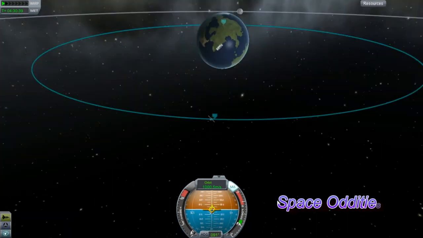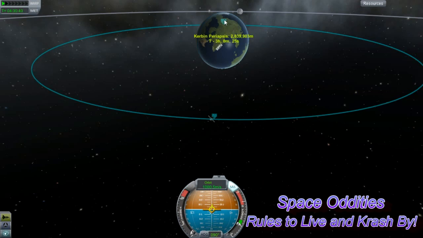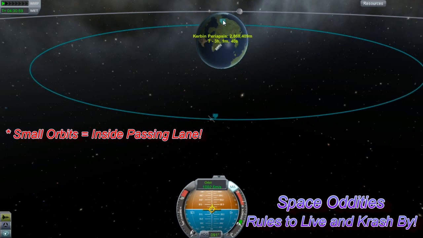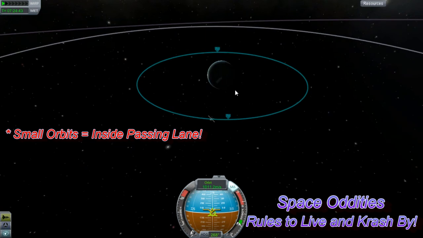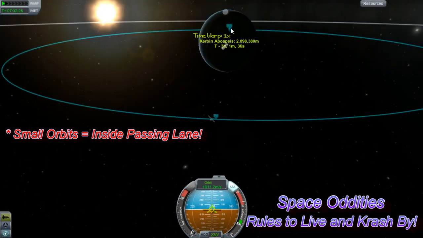So, space oddities, or rules to live and crash by. These are just little notes that we should definitely try to take away with us from today. Small orbits equals the inside passing lane. You'll go faster around a shorter track on a smaller orbit. Use that to catch up on objects in higher orbits, like a space station that you want to dock with, for example. Or if you're ahead, push up to the outside and let it catch up to you. Just think like NASCAR or something.